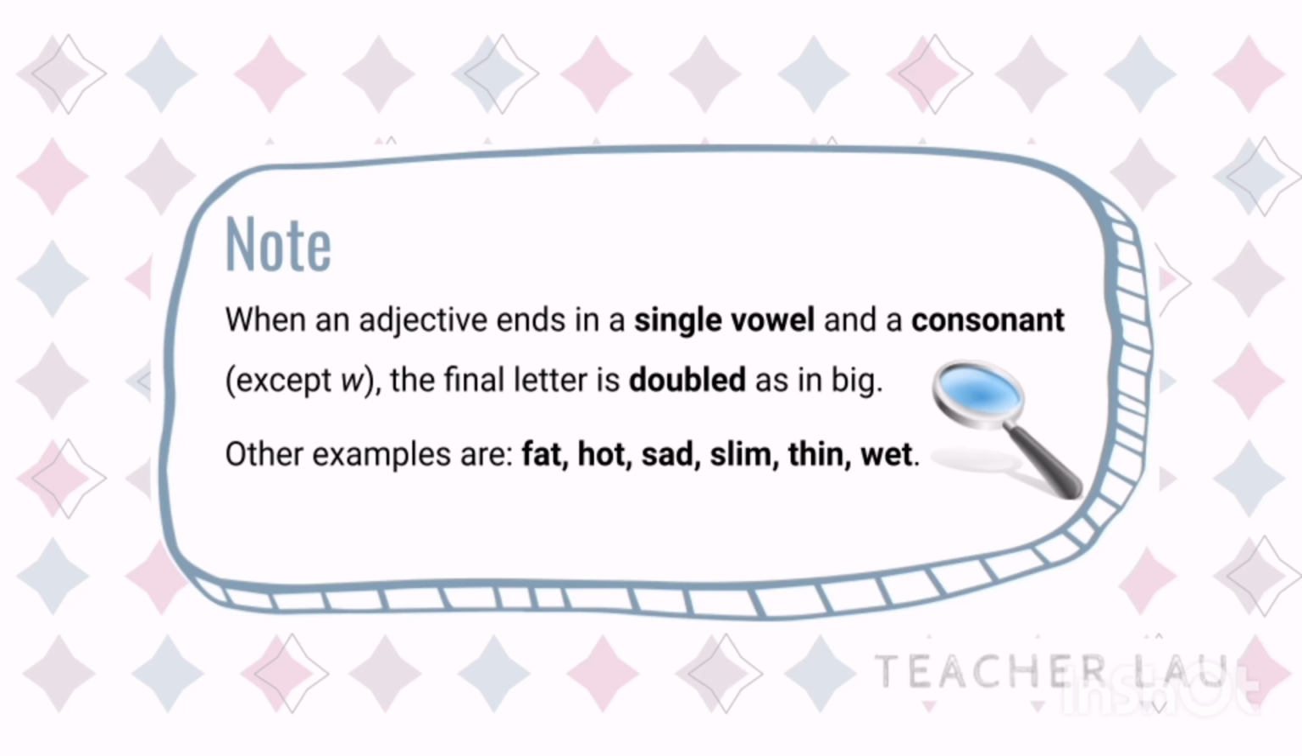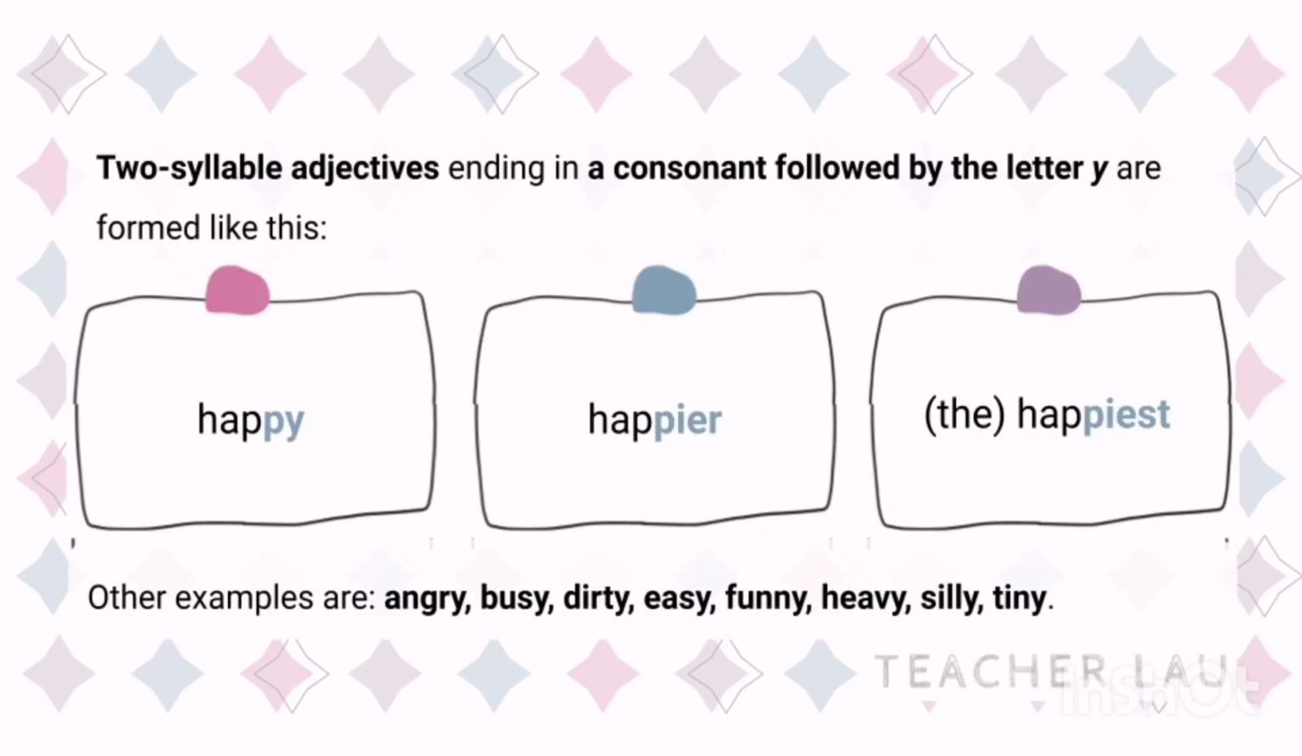Other examples like this are fat, hot, sad, slim, thin, wet. When the adjective ends in y, we change the y to an i and add er or est to the superlative. Happy, happier, happiest. Other examples are angry, busy, dirty, easy, funny, heavy, silly, tiny.